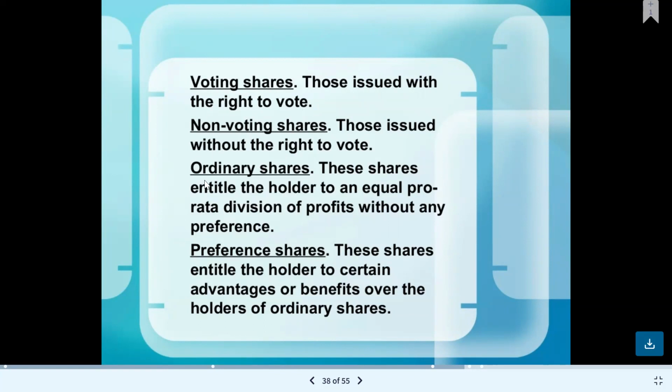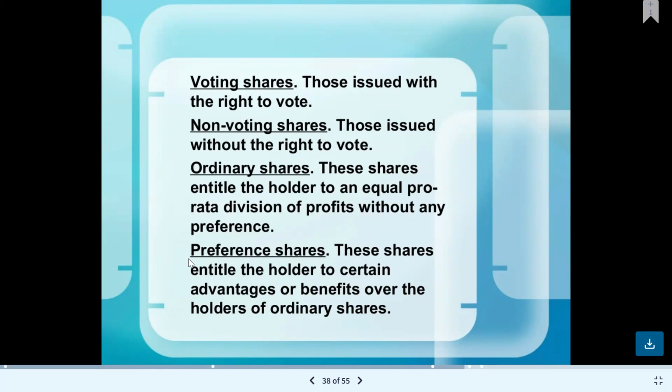So let's talk about ordinary shares. So basically, they do have voting rights. These are shares entitling the holder to an equal pro rata division of profit without any preference. The other term for this before is common stock or common share. You call it ordinary share. This is a share wherein the shareholder will have equal right over the profit of a corporation.